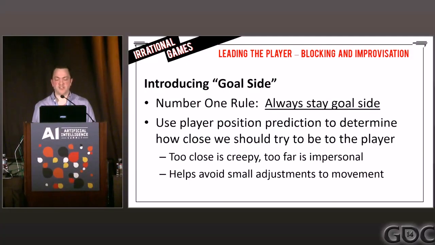Player position prediction also helps us to avoid having Elizabeth make minor positioning adjustments when the player makes small movements. Players are notoriously squirrely when playing a first-person shooter, and it's very noticeable if your companion AI is also making small micro adjustments to their positioning when you're really not moving that far.